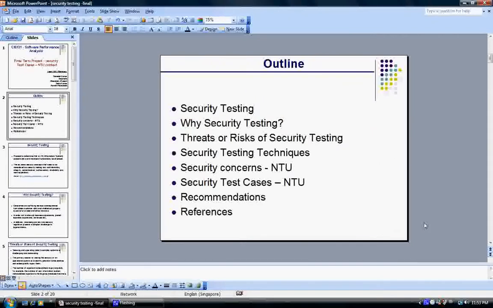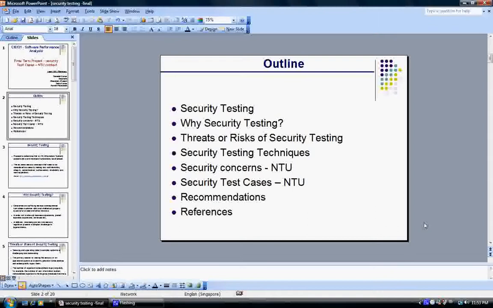First, we should understand how we define security testing, or what security testing is, and what the purpose of security testing is, some of the threats or risks of security testing that could be possible, and we should look at some of the security testing techniques, their strengths and weaknesses, and some of the security concerns that are possible pertaining to NTU, which is our university itself.